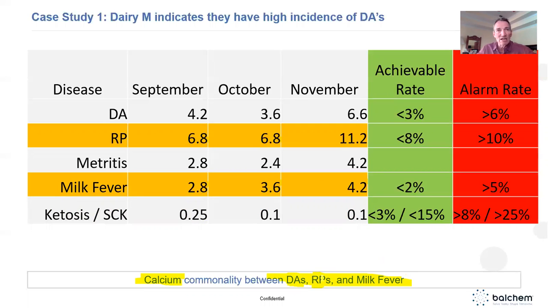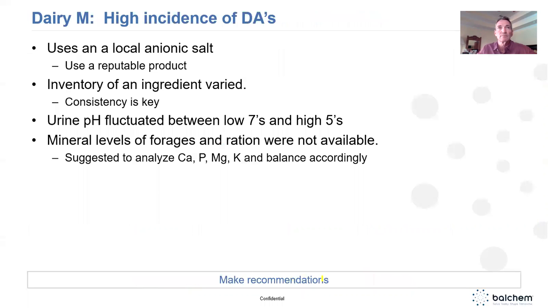So actually the first thing I think about when someone tells me, hey, DAs, we may have a problem, I go to calcium. First thing I want to look at, are you having RPs? Are you having milk fevers? Is that an issue? So that probably tells you these numbers are going up, that's where this is coming from.